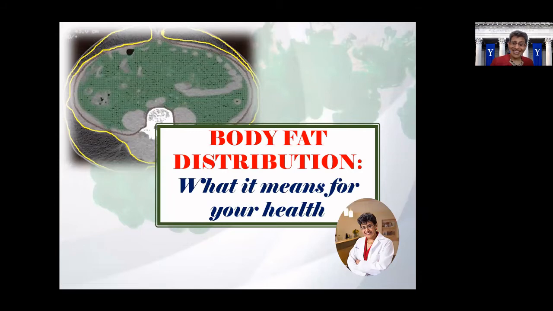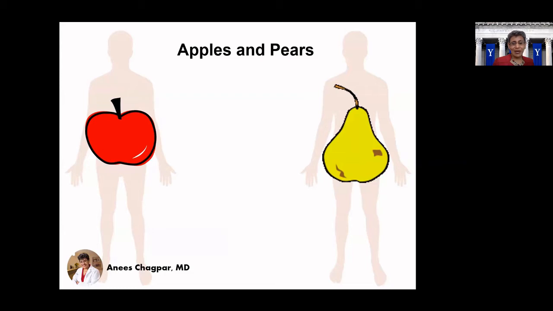So again, this video is all about body fat distribution, whether it's that body fat that encompasses your organs, the visceral fat, or whether it's subcutaneous fat, that fat that's right underneath the skin. What are the implications for this in terms of your overall health? And perhaps more importantly, what can you do about it? So let's get started. Now, many people used to think about this as the difference between apples and pears.